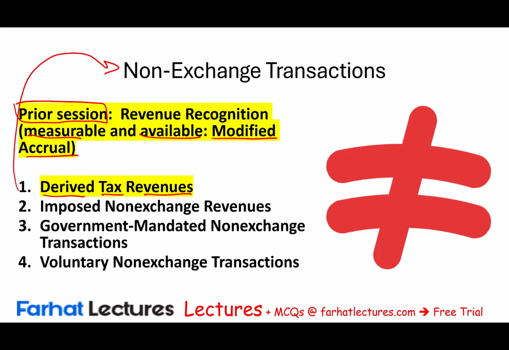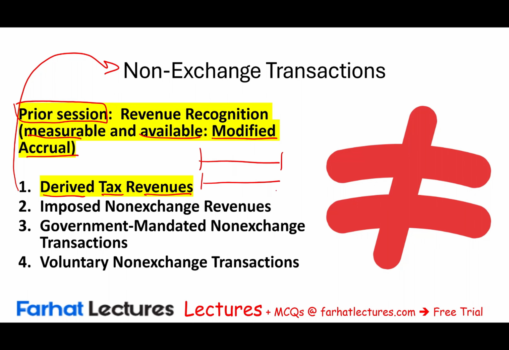Measurable means you can quantify, you can put a number on the transaction. Of course, you have to have that, even for the private sector. Available is a little bit different. Available means the funds are available to meet current year expenditure. In other words, the government can spend this fund during the current year, or that fund is available 60 days after.